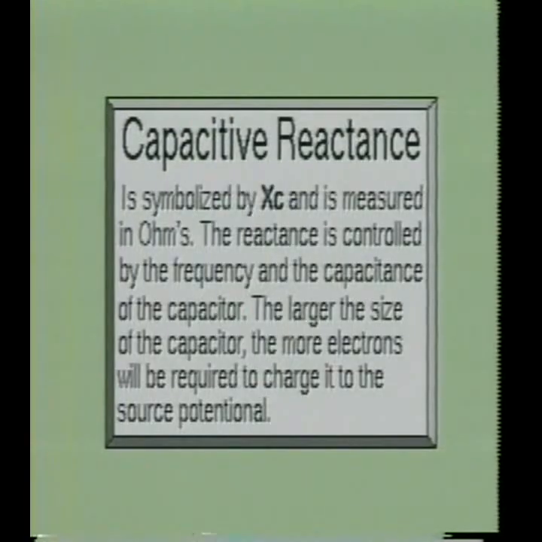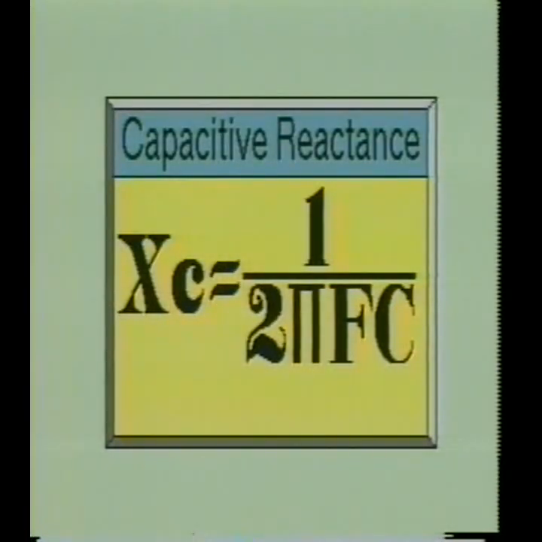How effective a capacitor is in allowing AC to flow depends upon its capacitance and the frequency being applied across it. The greater its capacitance, the more electrons will be required to charge the capacitor to the source voltage potential. The actual resistance effect of a capacitor is known as its capacitive reactance, which is measured in ohms. To calculate the capacitive reactance of a capacitor, use the formula Xc equals 1 divided by 2 pi times the frequency times capacitance. The reactance of a capacitor will be inversely proportional to the frequency. As the frequency is increased, the reactance of the capacitor will decrease.